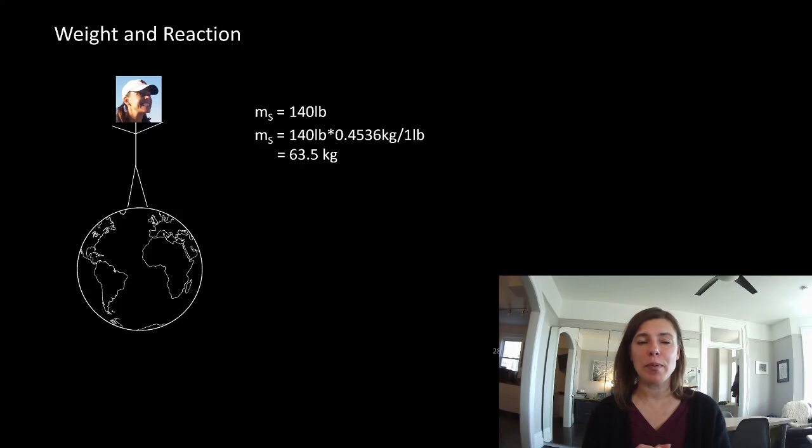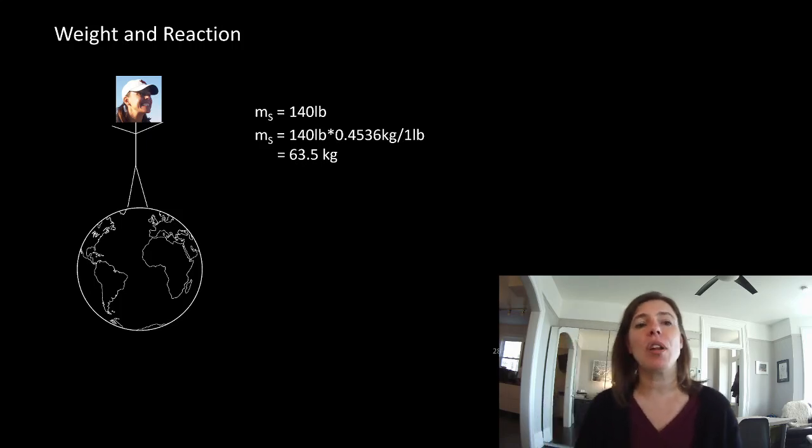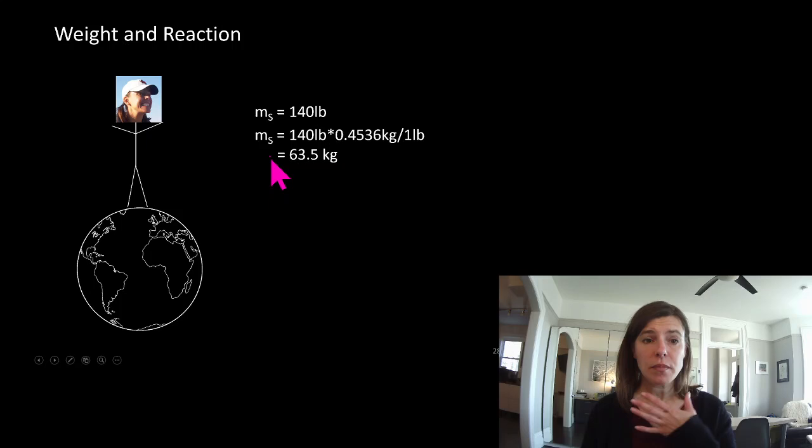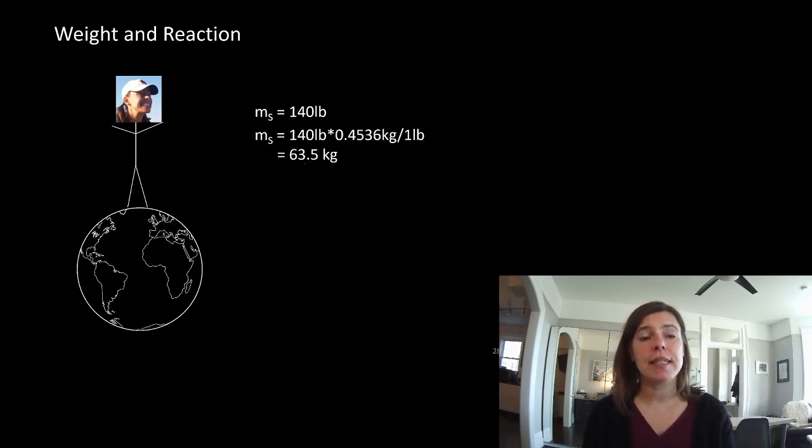You kind of have a sense of that. You've probably done some conversions like this throughout your life. So something around 140 pounds is just under half of that value. So my mass is 63.5 kilograms, but I'm trying to shoot down into the center of the Earth, and that is my weight. Our weight changes depending on what planet we're on.